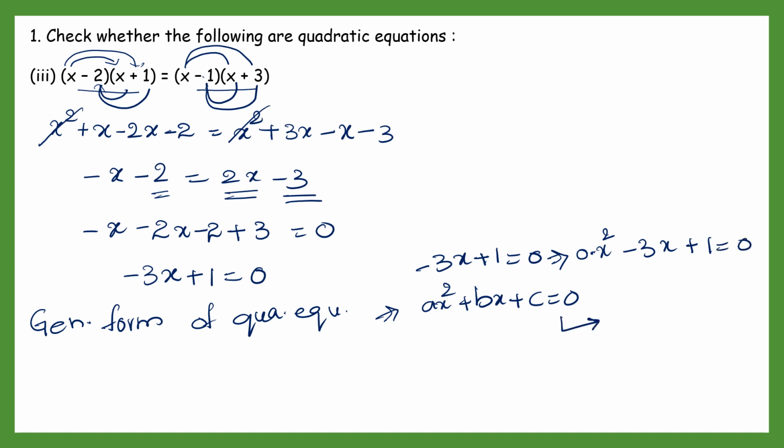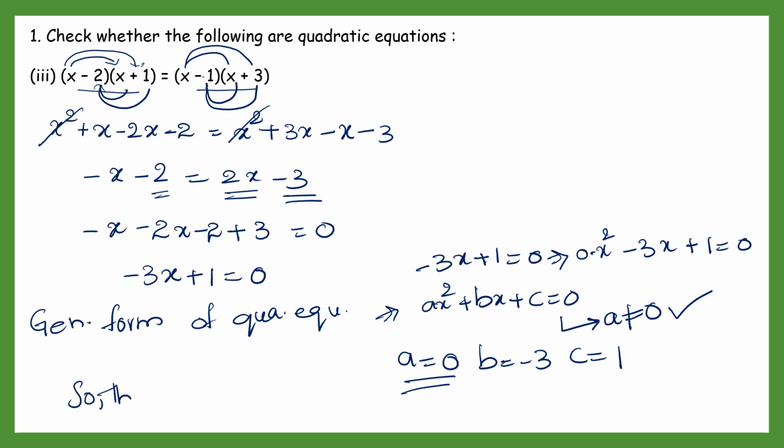Here in the general form of quadratic equation, you know that a should never be equal to 0. If you compare our result, you get a is equal to 0, b is equal to minus 3, c is equal to 1. So, in our result, you got a is equal to 0. For quadratic equation, a should never be equal to 0. So, the given equation is not quadratic equation.